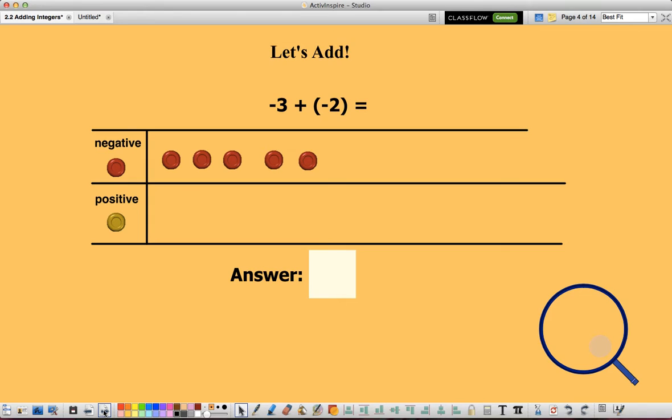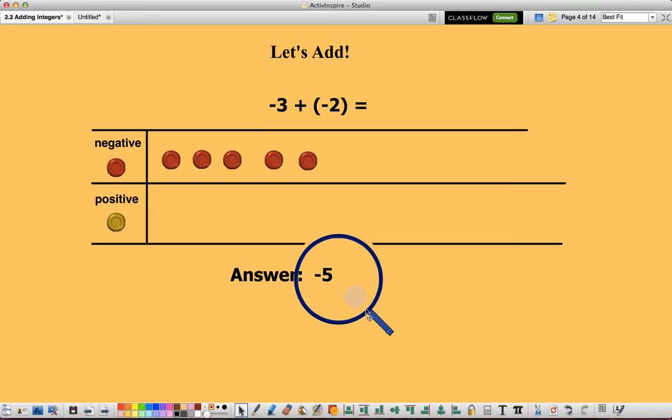All right, so if I have -3 plus -2, we have it demonstrated here. You started with 1, 2, 3, and then you added 2 more. Well, I don't have any positives in the problem to undo the negatives, so I end up at -5. Again, a negative and a negative gave me a negative.